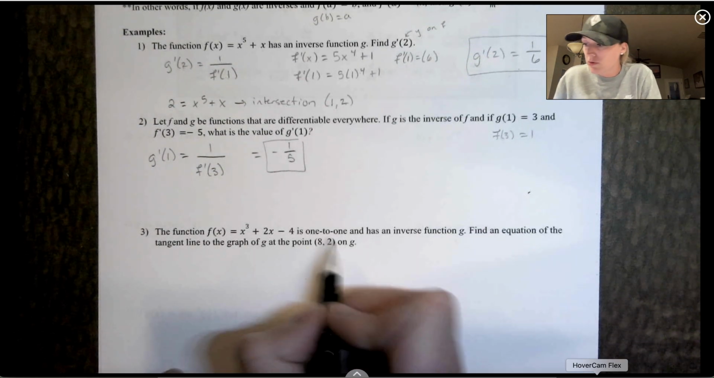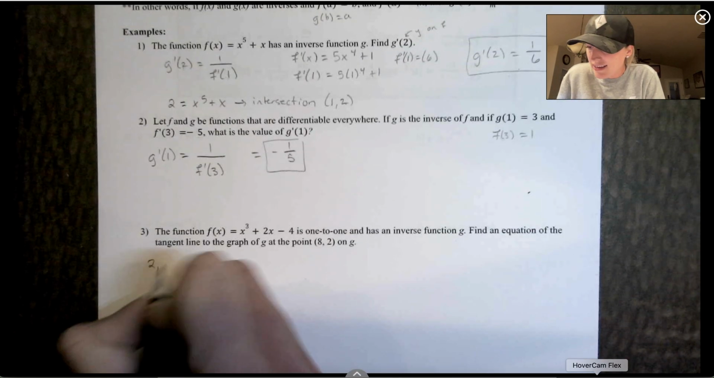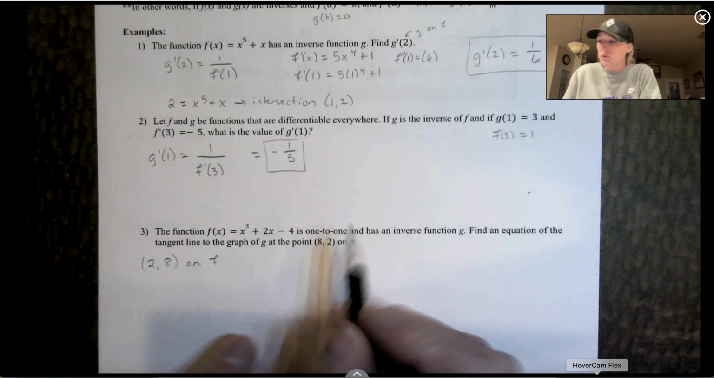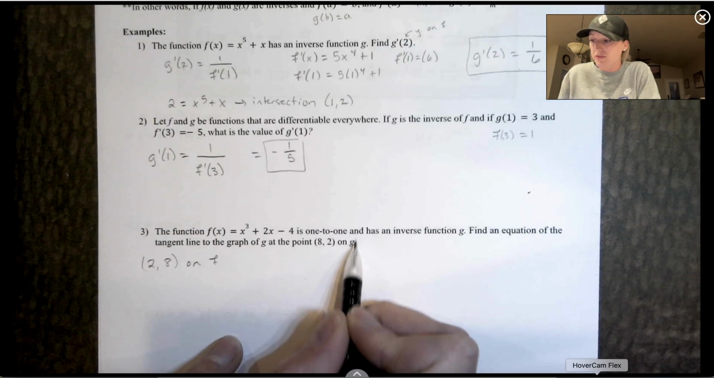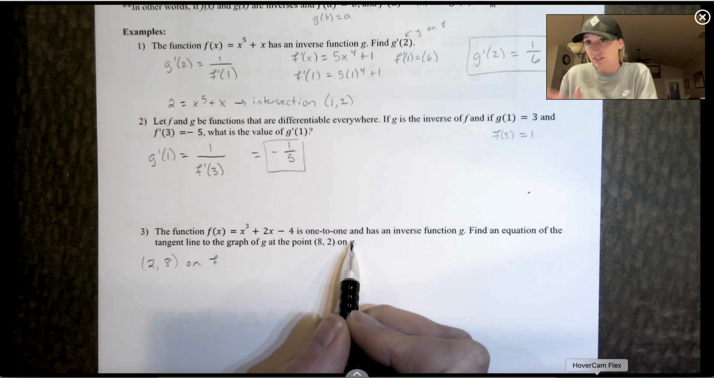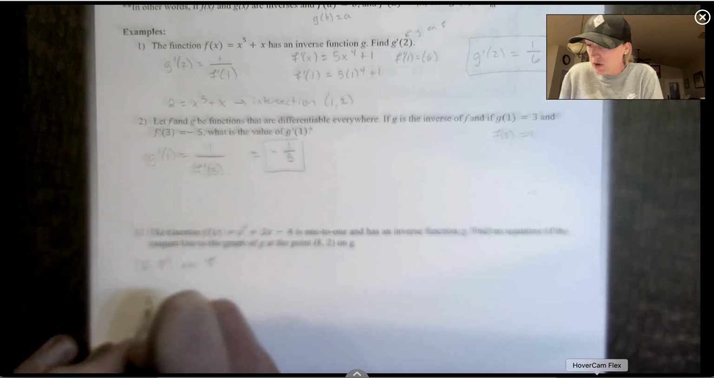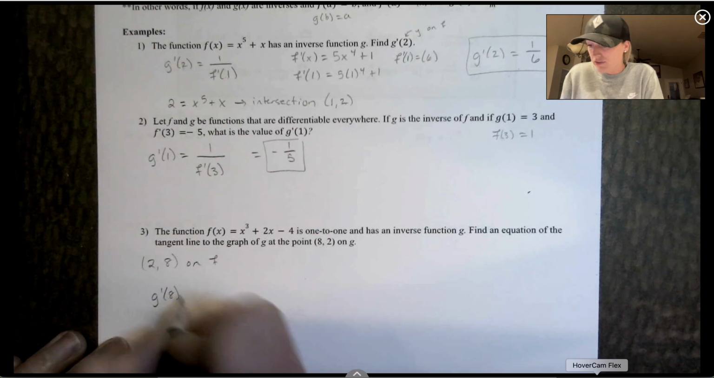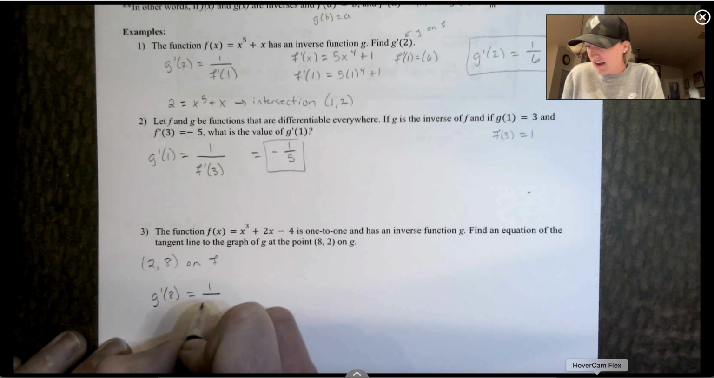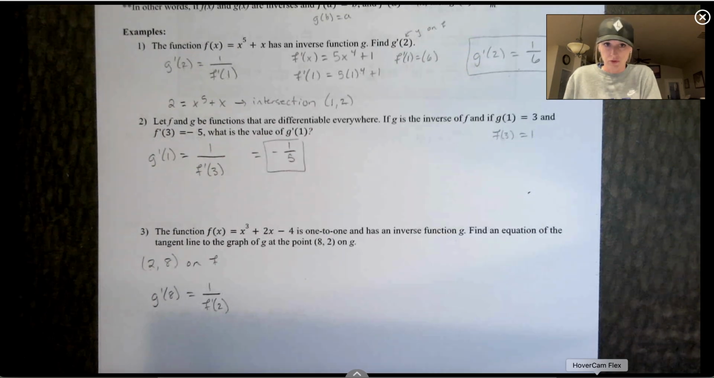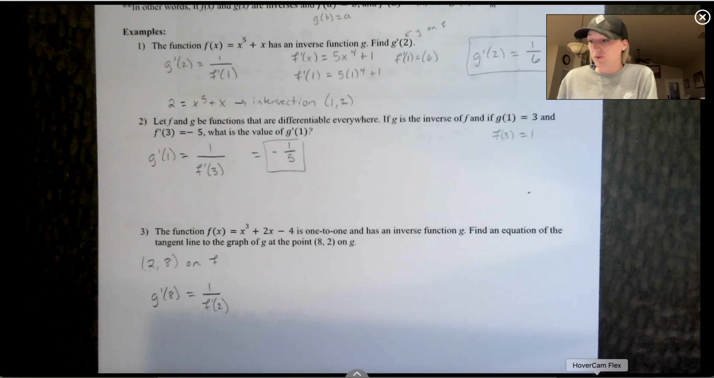Okay, so (8, 2) is a point on g, so (2, 8) is on f. We want g prime of 8 because we want the slope of the tangent line to g at this point. So I want to know what is g prime of 8. That's going to be equal to 1 over f prime of 2, because 2 is the x that goes with 8. So we need to find what is f prime of 2.